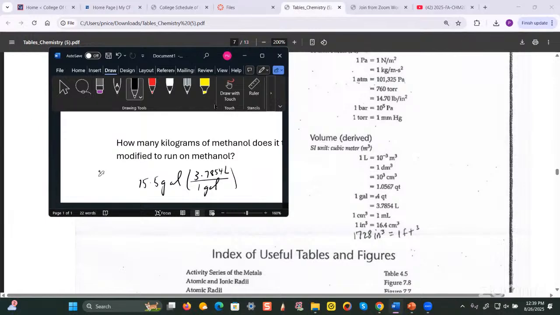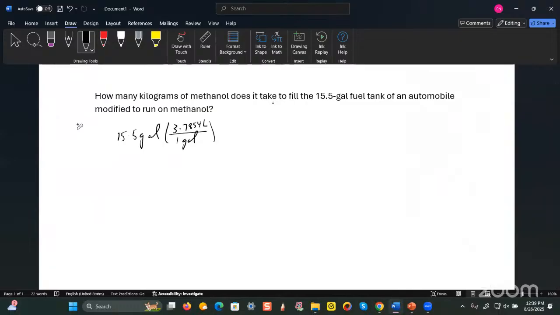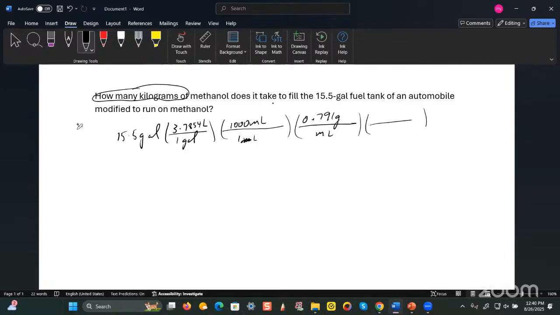And then the next step would be to convert from liters to milliliters. So that would be 1 liter down here and 1,000 milliliters above. And then I'll multiply this by the density, which is 0.791 grams per milliliter. But remember, the question is asking for the mass in kilograms. So that means there's one more conversion factor that I'm going to need, and that would be 1 kilogram above, 1,000 grams below.